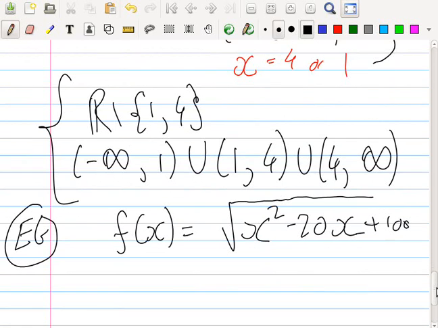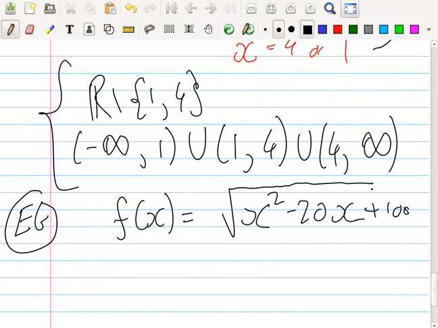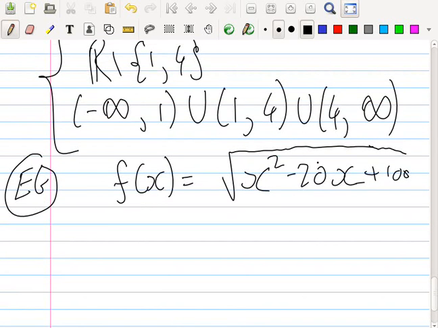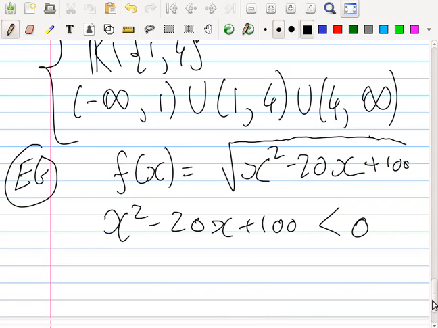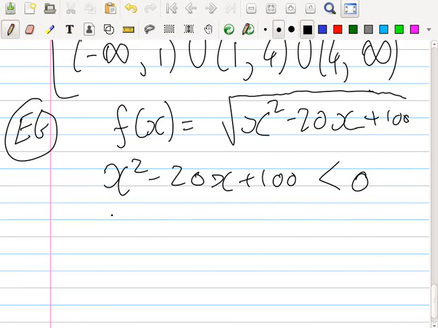Now, we can't use all values of x here. What's the potential problem that we might have? Negative values for what? For the quadratic, yeah. So we can think about it two ways. We can find what is good or what's bad. So we'll find out what doesn't work. So the problem is if x squared minus 20x plus 100 is less than 0. That's a problem. Okay, if you take out your calculators, what are the two roots here?